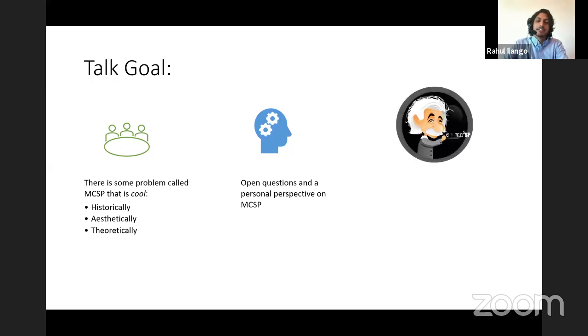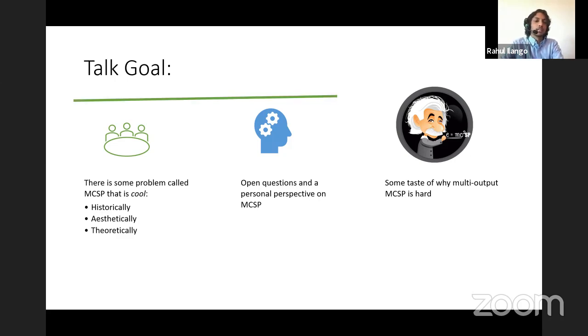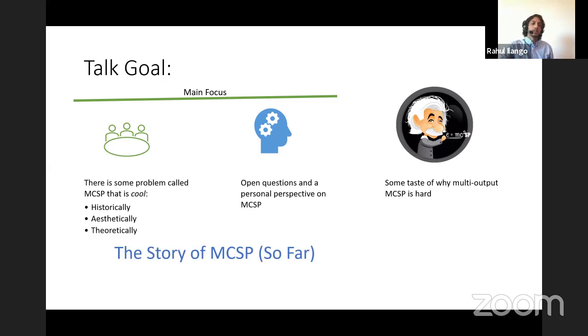And then finally, there are going to be some MCSP experts, as you can see, who studied a slight variant of MCSP. For them, I want to give some taste of what this multi-output result is and how it's proved. Based on what the audience is, I'm going to focus more on the first two points. That's going to be my main focus: I want to paint the picture of what the story of MCSP is so far. What do we know about the problem? Why is it interesting? And where is it going to go next?